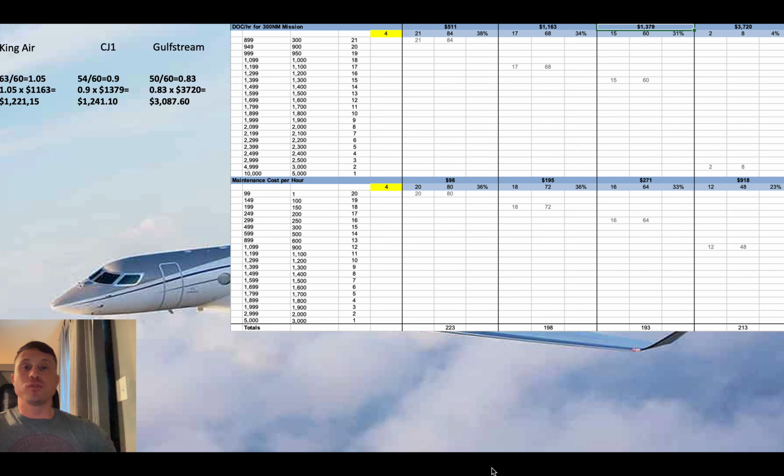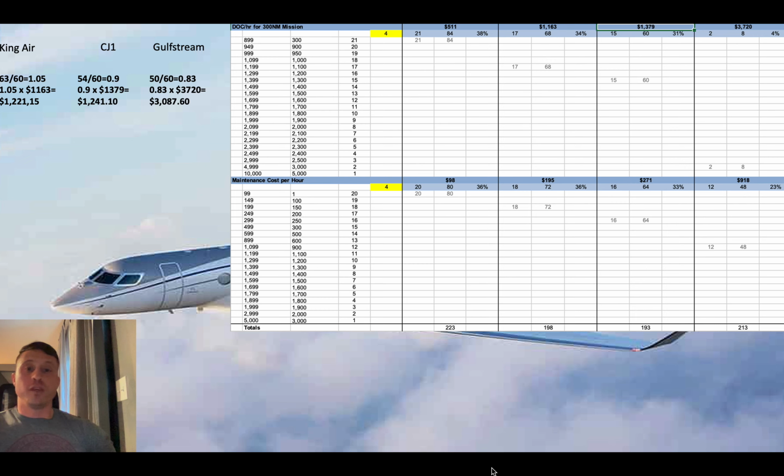Okay, so the last 2 categories are the direct operating cost per hour for a 300 nautical mile trip and maintenance cost per hour. We gave both a weight factor of 4, being that over time these categories will be the costliest, except for the initial purchase price, of course. The Piper M600 costs $511 to fly 300 nautical miles. Since it takes an hour and 22 minutes to fly 300 miles, it would cost us roughly $700.